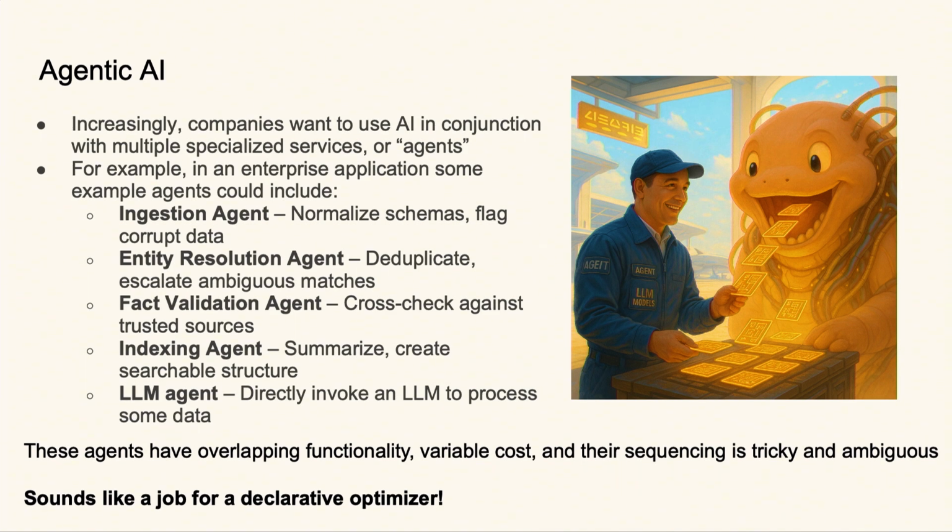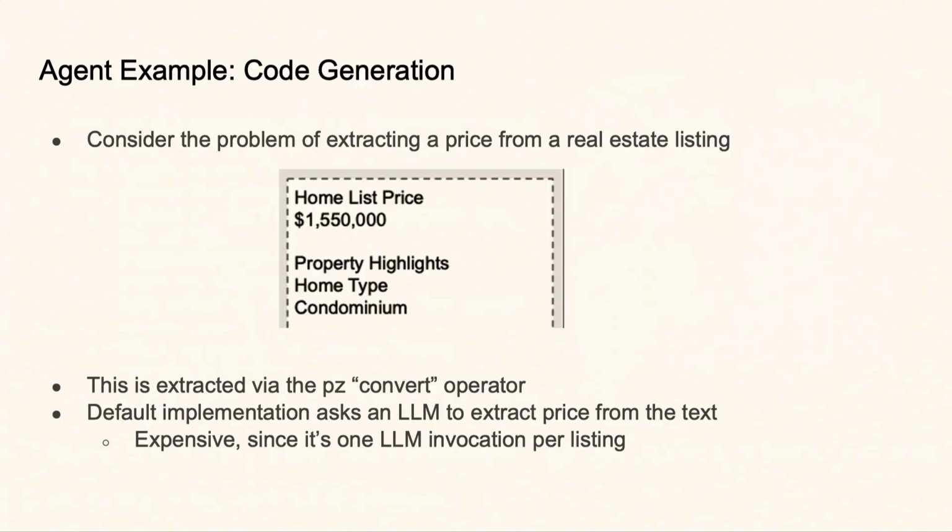Which of those three strategies is the right one is going to depend on the specific application, the specific task you're trying to execute. And those different alternatives may have different runtimes and costs, right? So as a database person, I look at this problem and I say, this sounds like a job for a declarative database optimizer. So I want to talk a little bit about how we think about solving this problem of agentic optimization. I'll give you a very simple example.